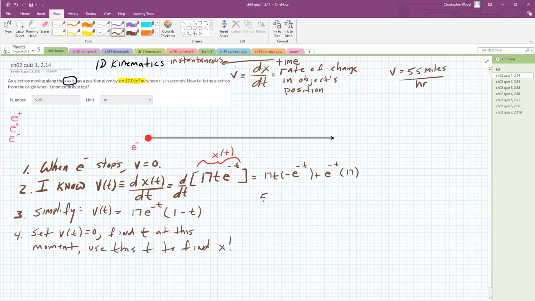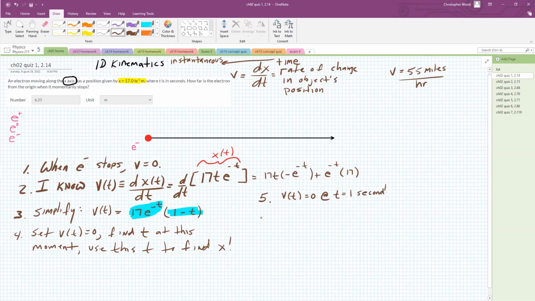We're almost there. Number 5. Velocity equals 0 when, well, let's see. Can this term ever be equal to 0? No. This term can never be equal to 0. This is natural log base e raised to some power, and that can never be 0. But this term can be 0. So velocity equals 0 at t equals 1 second.